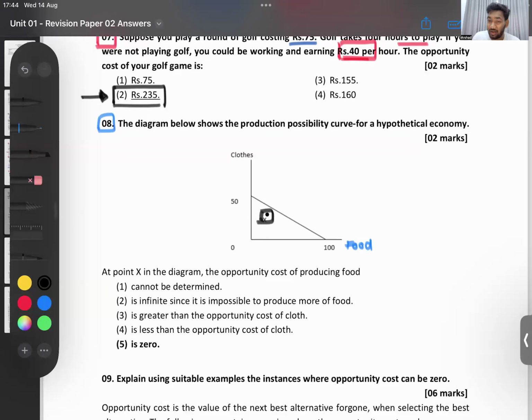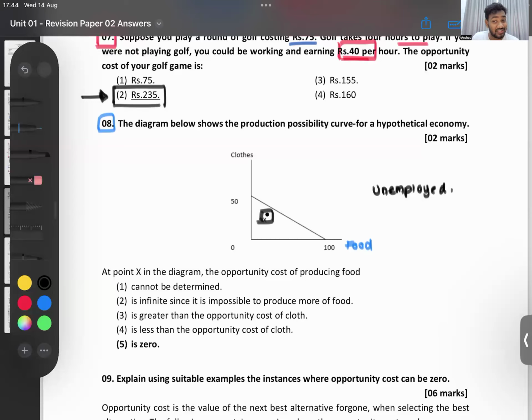That means there is what? You are inside the PPC here. You all should know that. We have not learned it in our revision class, but you all should know. A point inside the PPC means the resources are unemployed. When your resources are unemployed, if you use them to produce something, is there an opportunity cost?